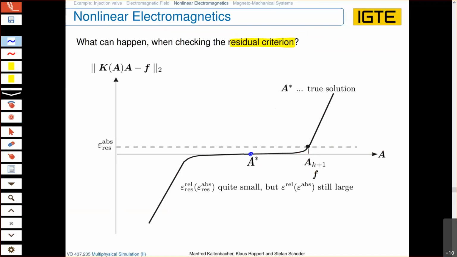Okay, and since we don't know how actually this curve between the residual and our solution looks like, because we have an n-dimensional system, because we have n unknowns of the vector potential along all the edges of our computational grid, that is not easy to be evaluated. It therefore makes sense to use both criteria, the residual criterion and the error criterion.